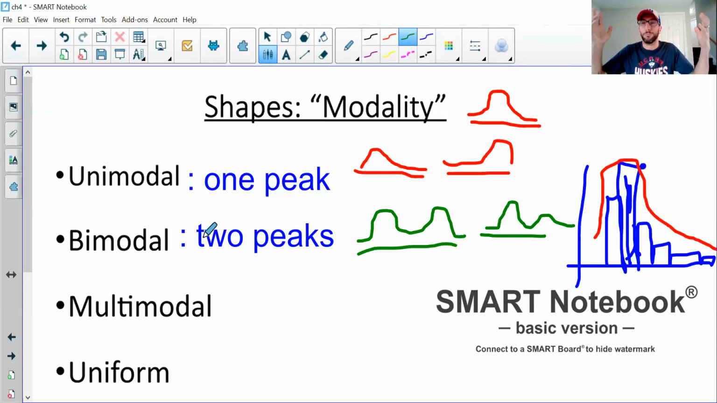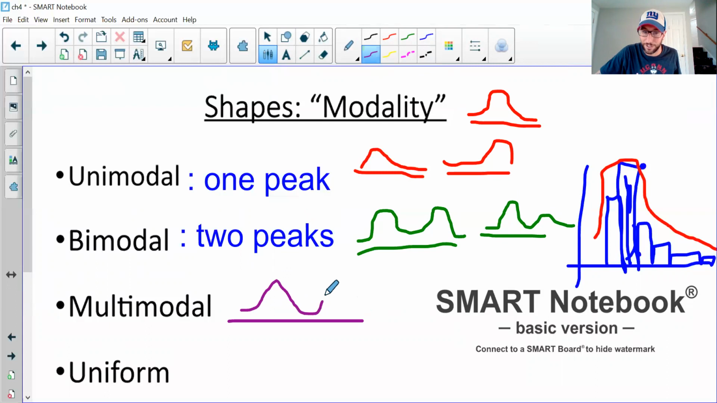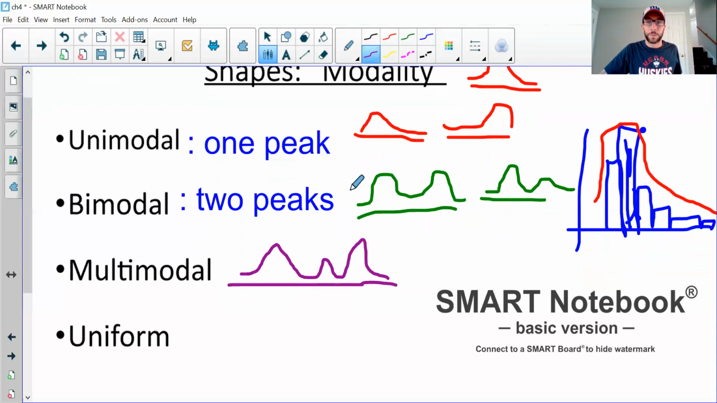Multimodal, whatever, more than two. Maybe we have something that looks like this. We're not going to see a ton of distributions that look like this in our class in AP Stats and Intro Stats, right? But that's a multimodal distribution, so just more than two peaks.